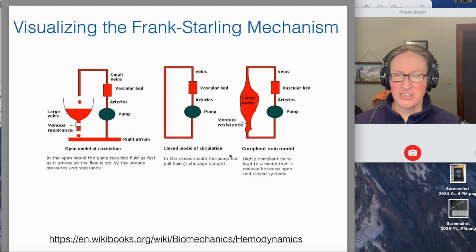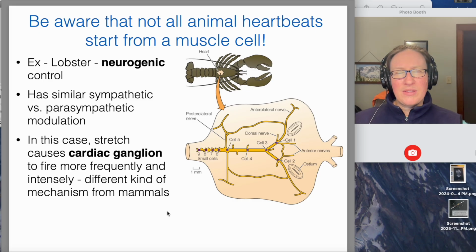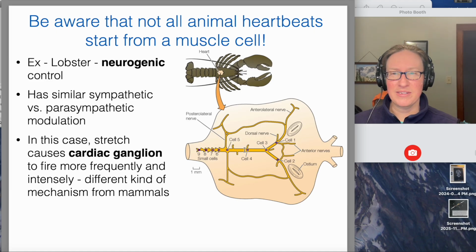The last thing with this topic is you do need to be aware that not all animal heartbeats start from a muscle cell. As a contrasting example, here is the heart structure of a lobster, and lobster hearts are under neurogenic control, right? That contrasts with the myogenic control we see in the mammalian heart. This is a cluster of neurons that will fire, and that will just lead to a contraction. Lobster hearts do have similar sympathetic and parasympathetic modulation of heart function, so they could have an increase or decrease in contractile force and frequency.